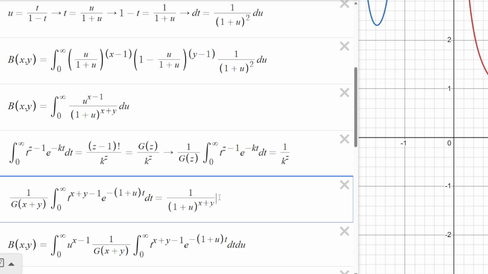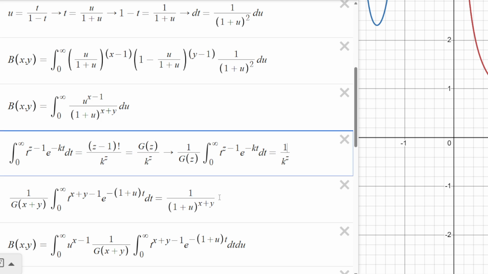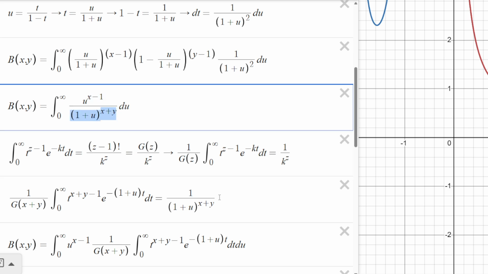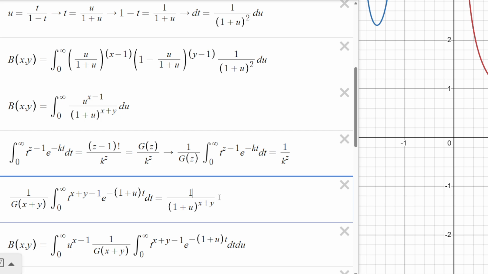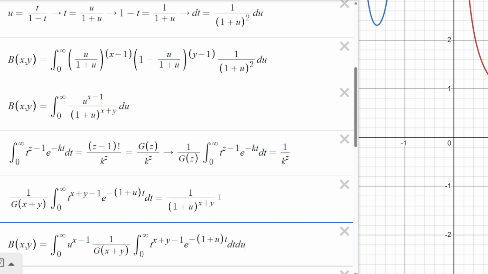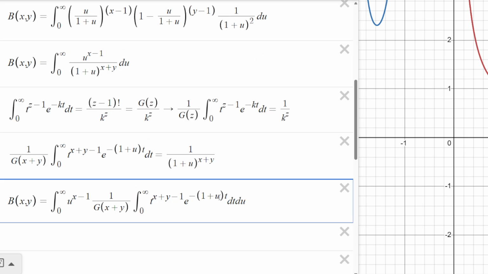So let's just copy and paste that over here. Again, you'll see all I did was replace this, which is a 1 over 1 plus u to the x plus y, with this. That's all I did. So this is what we have after we sub that in, unmodified.